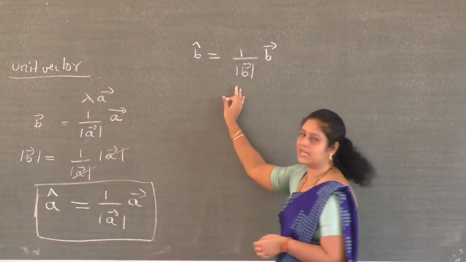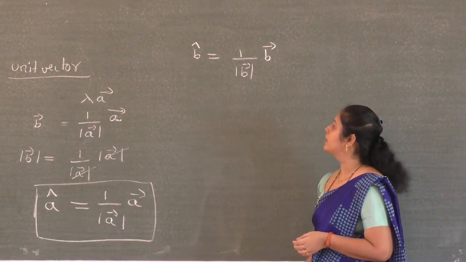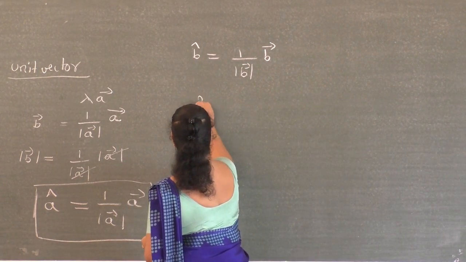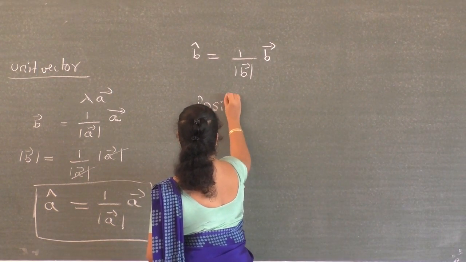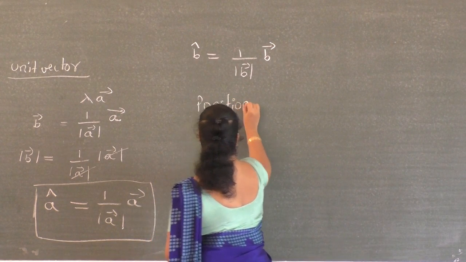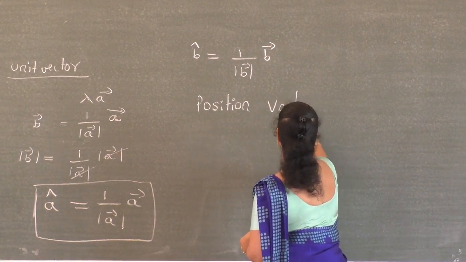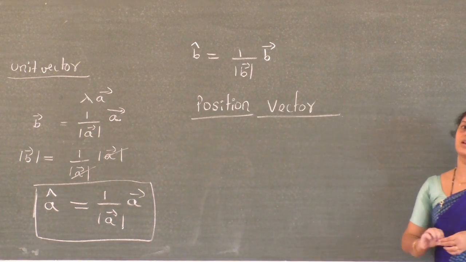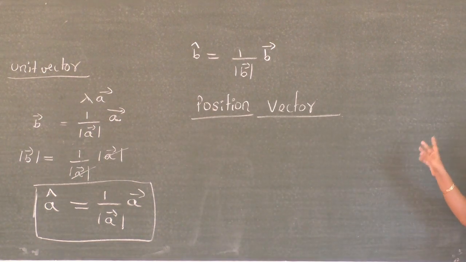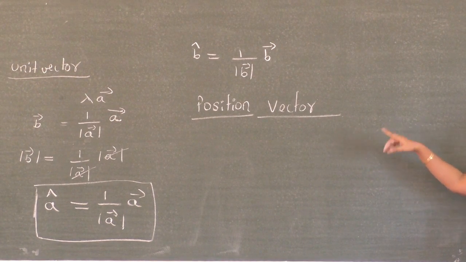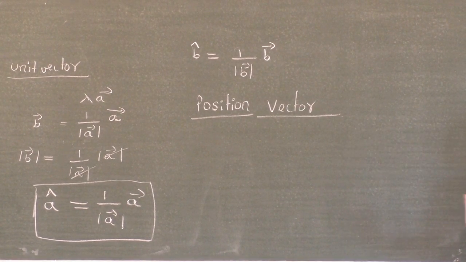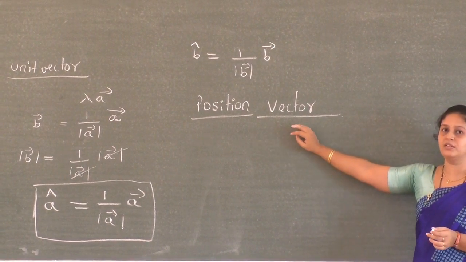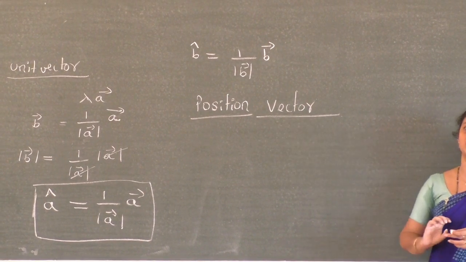So that is about scalar multiplication. Okay, next is the position vector. The properties, addition, subtraction and scalar multiplication, the algebra is over. Now we define the position vector. So what is this position vector?